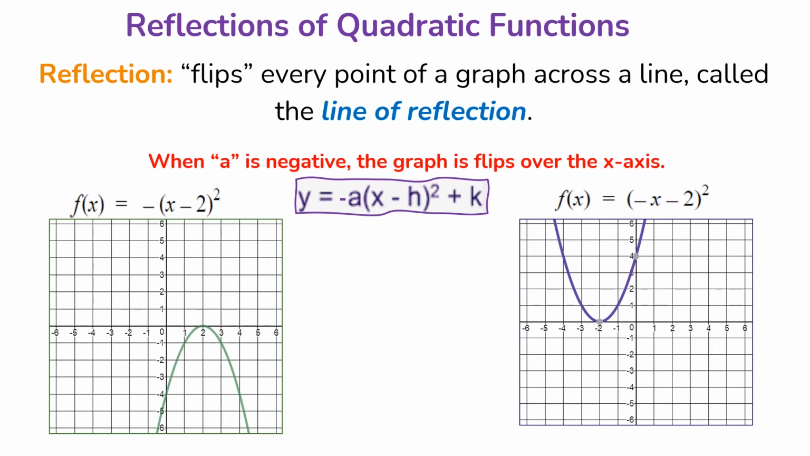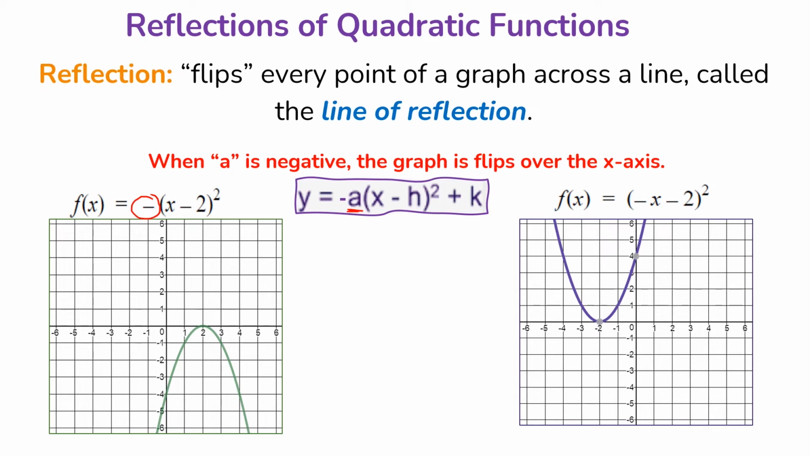Let's take a look at reflections of a quadratic function. A reflection flips every point of a graph across a line called the line of reflection. What indicates a reflection is when a is negative. That graph is flipped over the x-axis. The graph we have here has a minus or a negative in front of our parentheses. Just like our a value in front of our formula here, if you have a negative number in front of your parentheses, that shows that your a value is negative. That graph is flipped over the x-axis.